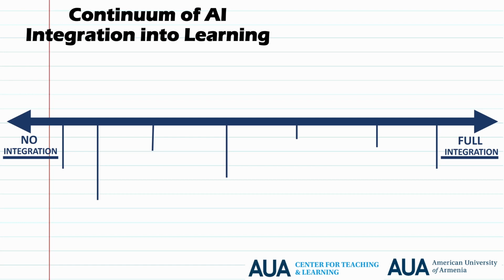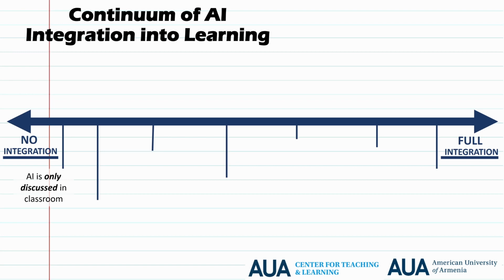On the far left, we have no integration. On the far right, we have full integration. So there's a huge spectrum of what can be done by faculty in order to start to use AI within the actual instruction, within the actual class. As an example, one thing that we can do is simply discuss it. We can not necessarily use AI, but discuss the different aspects of AI, talk about the importance of AI literacy, and start to address the issue.